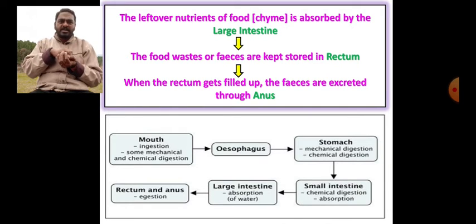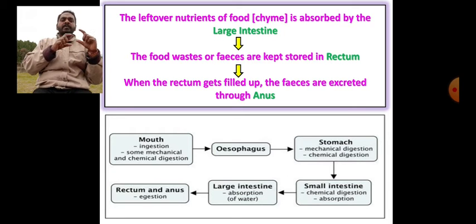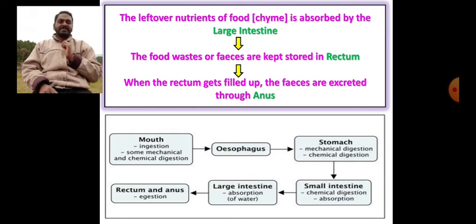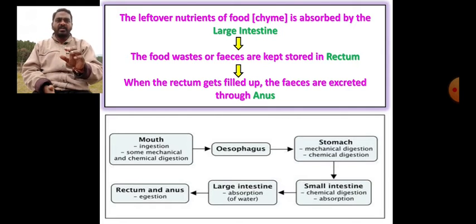Now these waste materials are called fecal matter. When we defecate, what we release is called fecal matter. That is kept stored in the rectum. So the rectum is the storage organ of feces, and when the rectum gets filled up, we release it through the anus. That is nothing but defecation. So this is digestion in human beings, the steps.